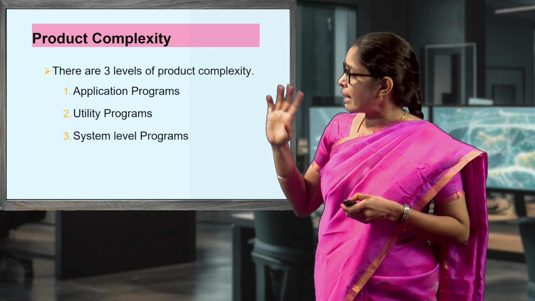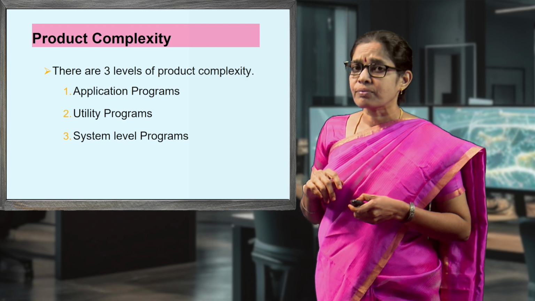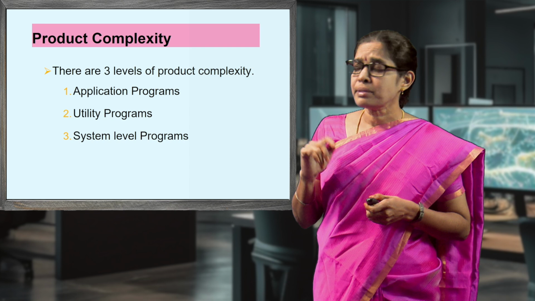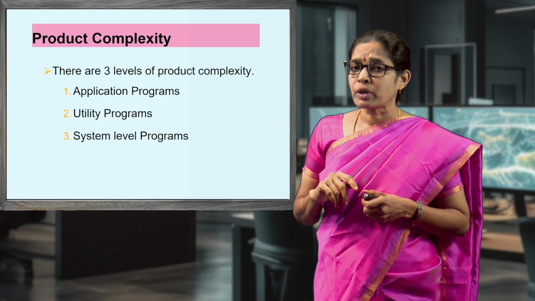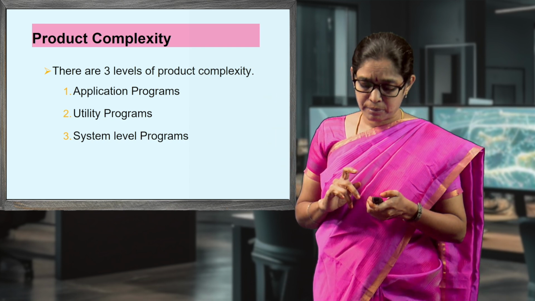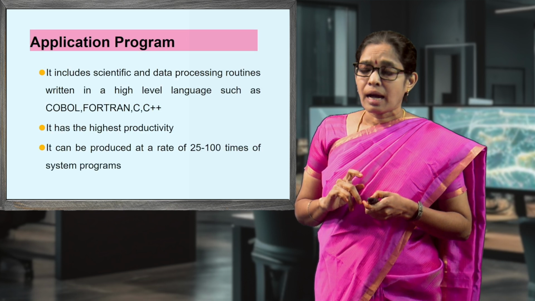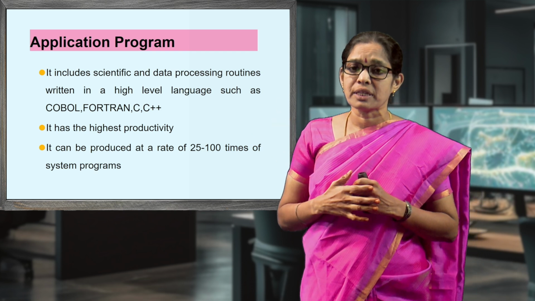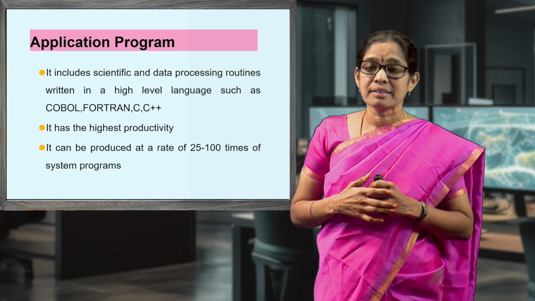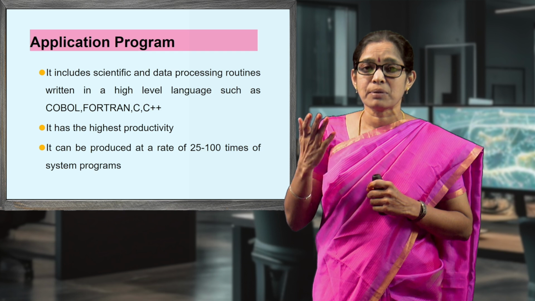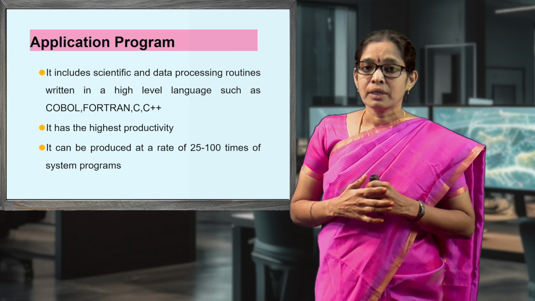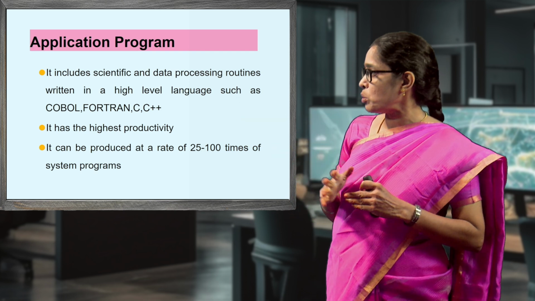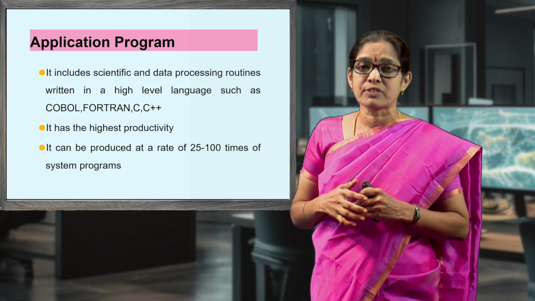Then the next category is product complexity. There are 3 levels of product complexity: application programs, utility programs, and system level programs. Application programs include scientific and data processing routines that can be written in a high level language, maybe COBOL, Fortran, C, C++, Python, Java, etc. This application program has the highest productivity. So, it can be produced at a rate of 25 to 100 times that of system programs.